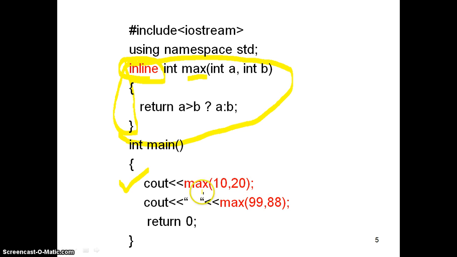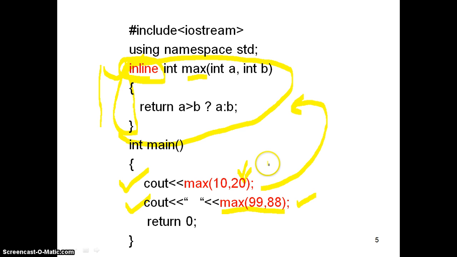Immediately, whenever this first line is executed, the function is called and the cursor comes here, and the code is executed line by line. But here we have used inline, which means that whatever the function contains, that is a is greater than b, or a or b, it is executed here only. It does not go to the definition. Similarly, whenever the second line is executed, the max function is called again, but because of inline, the function is executed in the same line only.